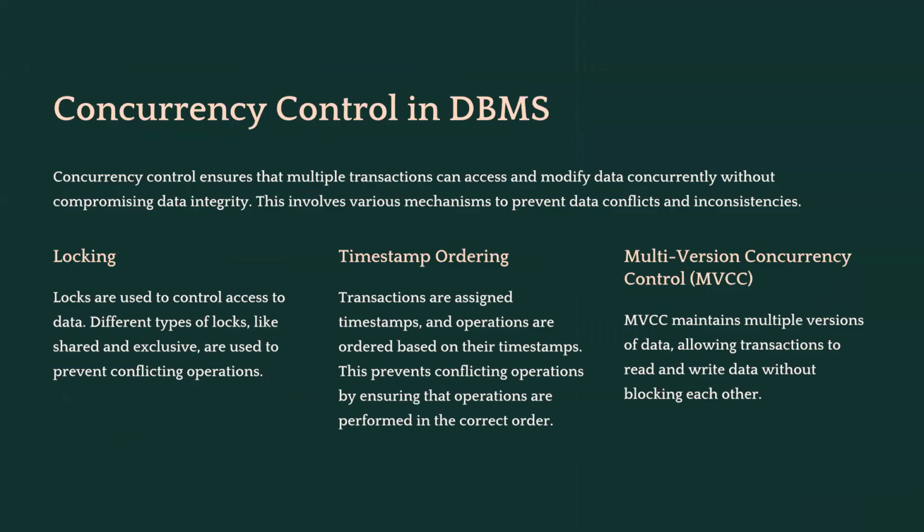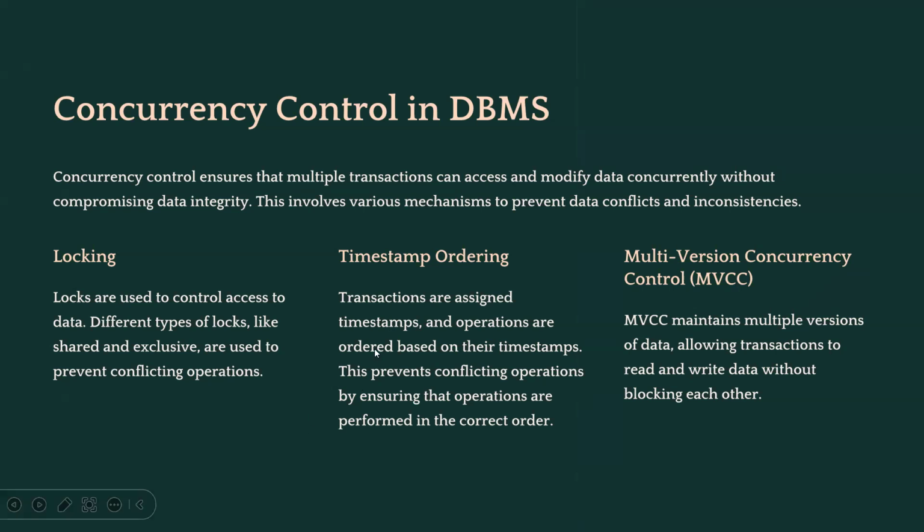The next is concurrency control in DBMS. Concurrency control ensures that multiple transactions can access and modify data concurrently without compromising data integrity. This involves various mechanisms to prevent data conflicts and inconsistency. There are two to three main concurrency controls. The first is locking. Locks are used to control access to data. Different types of locks, like shared and exclusive, are used to prevent conflicting operations.